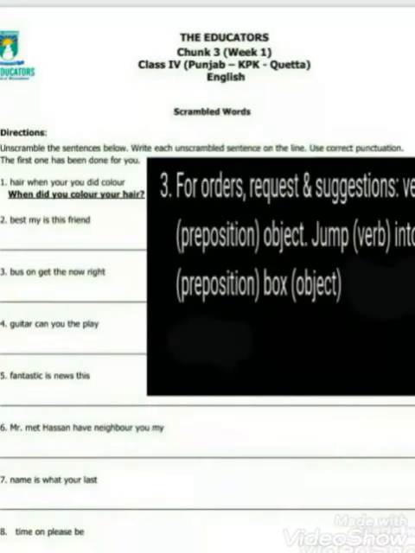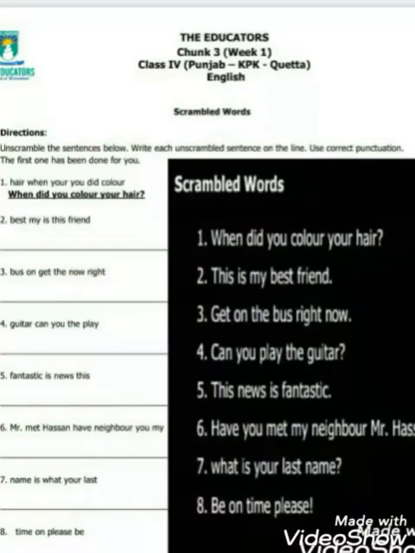Number third, for orders, requests and suggestions: verb, preposition, object. For example, jump into box. Now look at the question. Unscramble the sentences below. Write each unscrambled sentence on the line. Use correct punctuation. The first one has been done for you.